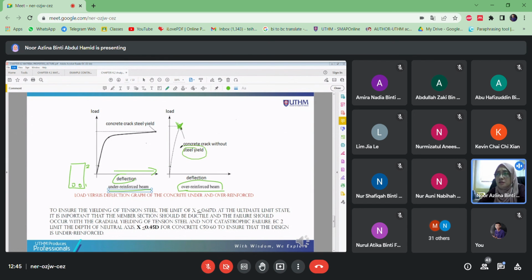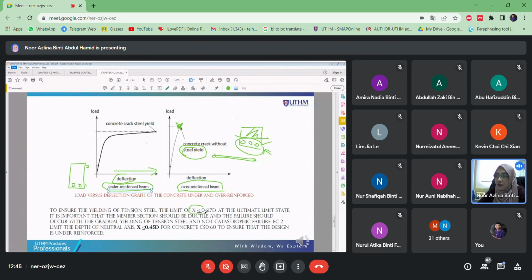Just macam merugi sajalah kan. We provide all the reinforcement inside the beam sections. It just wastes the cost because it does not utilize its strength to support the load, sebab concrete dah fail dulu. So that's why we do not go for the over reinforced. We will design based on under reinforced beam. We also do not go for balance because it fails simultaneously, at the same time.